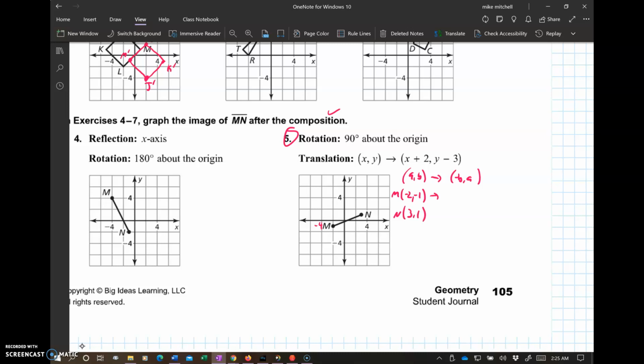And then I got to just follow my rule, M prime, opposite of B. So that's the opposite of negative 1. So that's positive 1. A stays the same, negative 2. 3, 1, we have the opposite of B. That's negative 1. And 3, oops, I forgot my N prime. I got to graph these now.